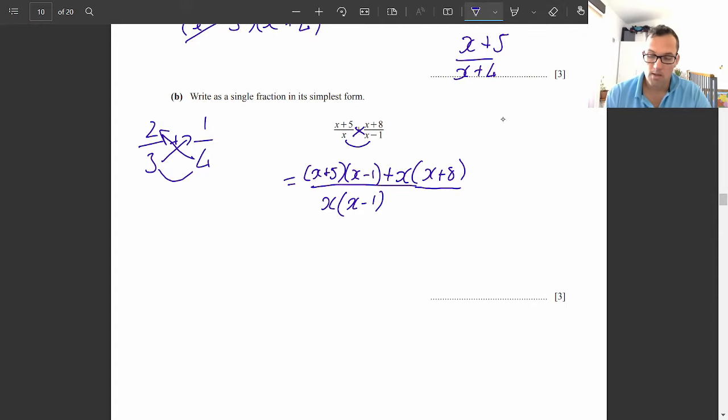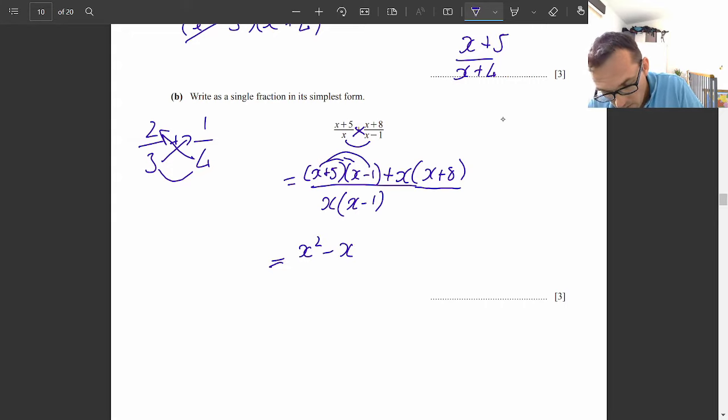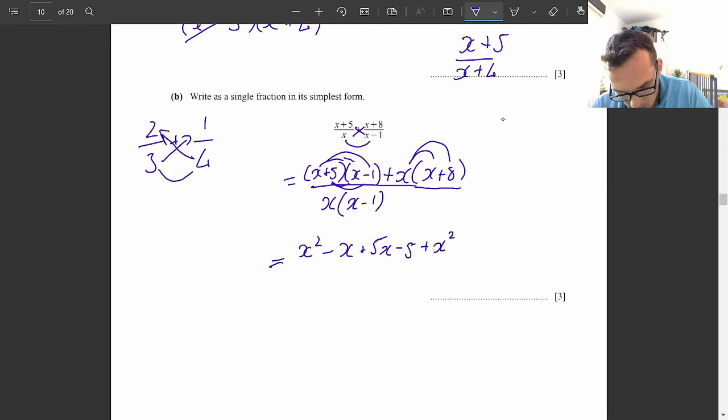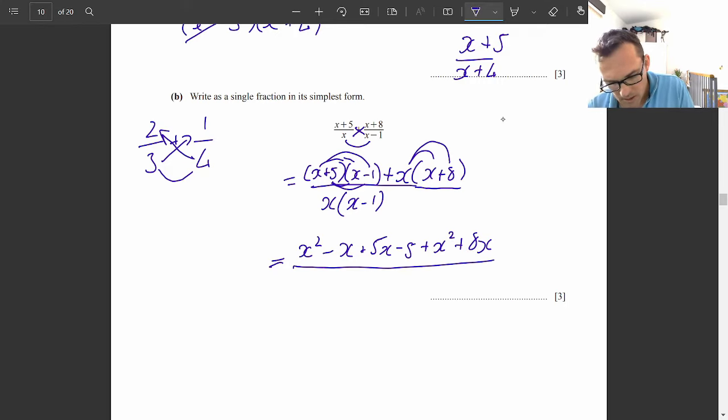Okay. Right, now at the top, we need to simplify things to get it in its simplest form. So first thing, we're going to expand the bracket. x times x is x squared. x times minus 1 is minus 1x. 5 times x is 5x. And minus 1 times 5 is minus 5. Over here, x times x is x squared. And x times 8 is 8x. Everything there is positive, so that's easy. And as I said before, below the line, we don't have to expand those.